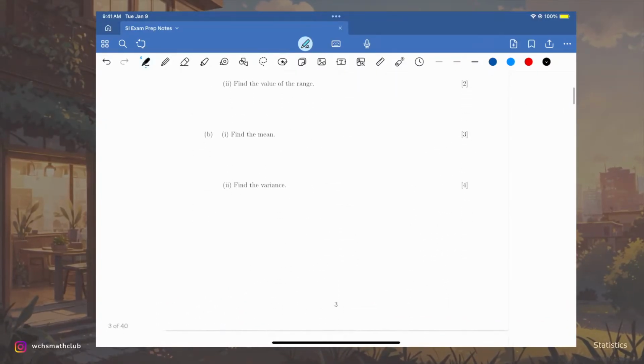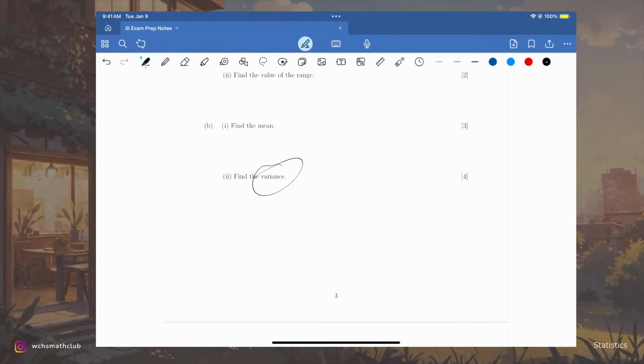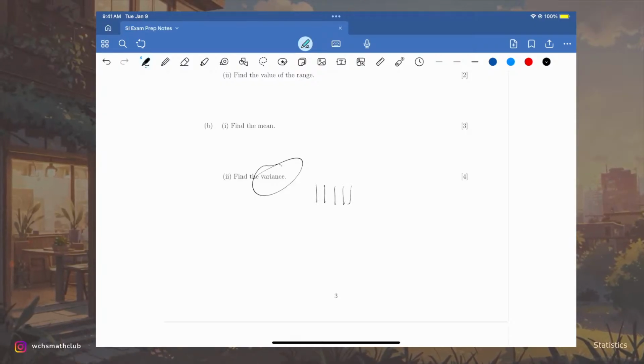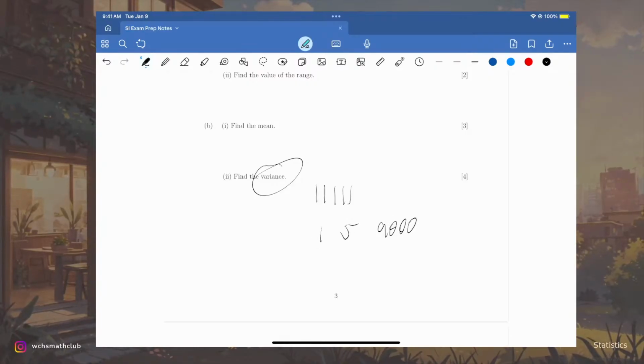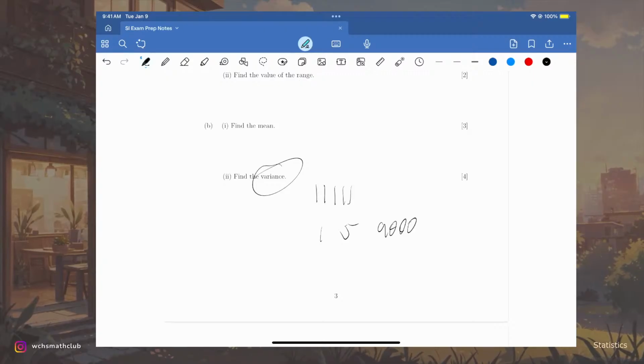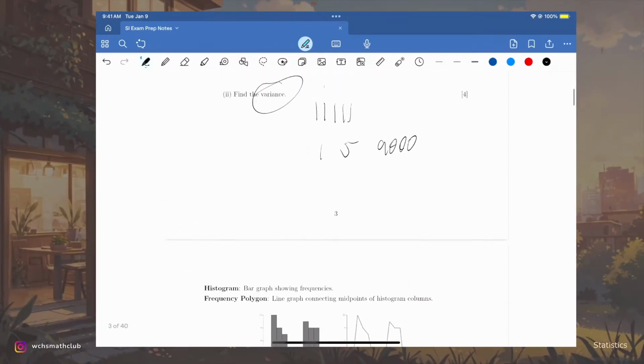Although this part is needed, is the variance. So variance is measuring how far apart the things differ from each other. So if everything was 1, the variance would be 0 because they're all the same. Whereas if the data was like 1, 5, and 9,000, the variance would be very high because the numbers are far apart from each other. And you can calculate variance with your calculator. Simply put in all your data values and then go into calculate stats and do one variable stats, and one of them will give you variance.